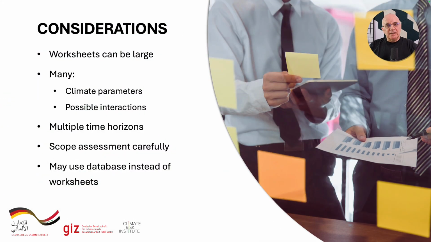The first thing we need to consider is that these workspaces can get to be very large, especially if we have a lot of climate parameters, infrastructure elements we're considering leading to a lot of potential interactions, and if we're looking at multiple time horizons. So we need to scope our assessment carefully to ensure that we do not balloon the assessment to an unmanageable extent. Now, as I said, historically, we've been using worksheets to do this sort of data gathering.